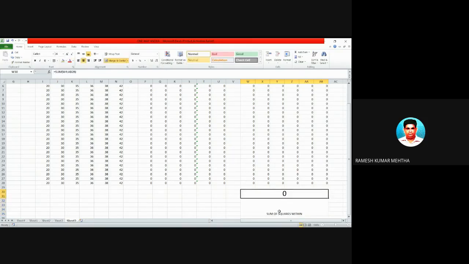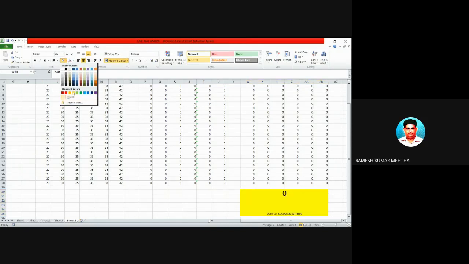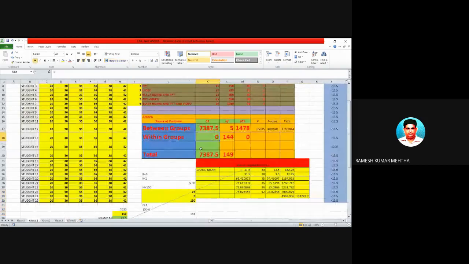And this is the way you have to find out sum of squares within, sum of squares between, and sum of squares total. So let's go to the answer, whether we got the same answer or not. Yes, 0. So this is clear. This part, how you got 73, 87, 87.50, 75, degree of freedom 144, and all that stuff. Now, how did I get this MS between groups of 1478 and MS within groups of 0?